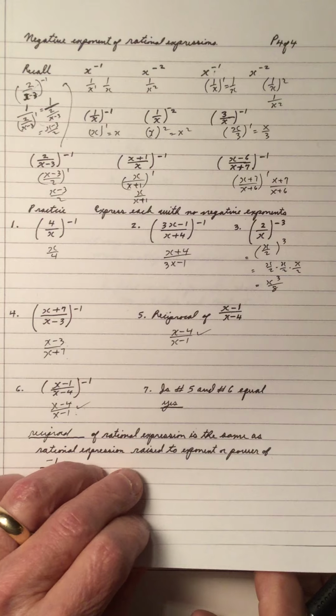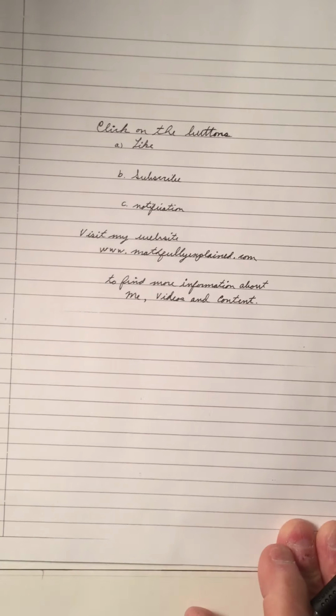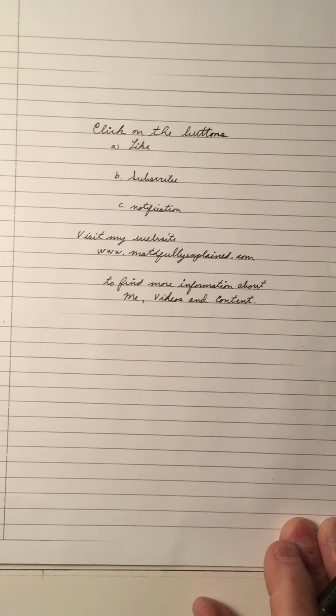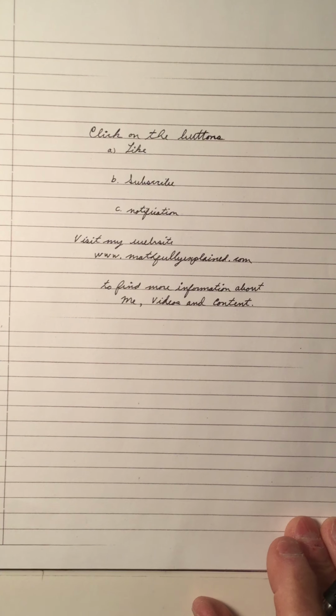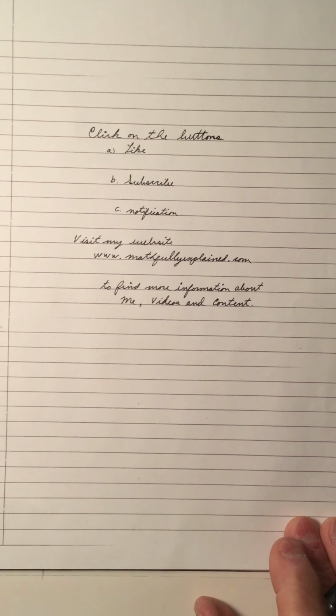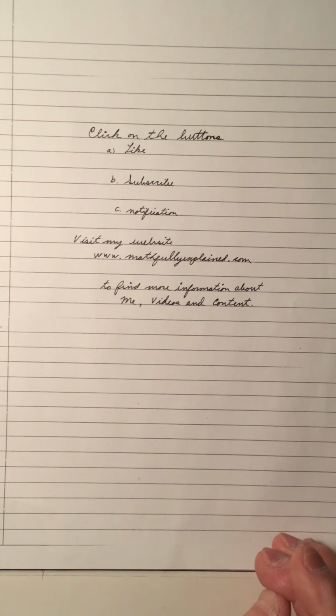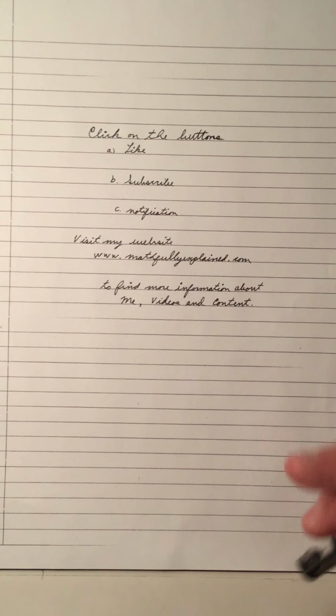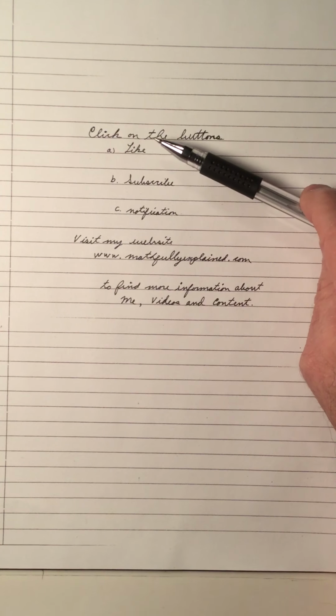And that's the review of the reciprocal of a rational expression, because you need the idea of reciprocal when you're dividing. We know, or should know, that when we divide fractions or any numbers, we have to multiply by the reciprocal. That will be in the next video.